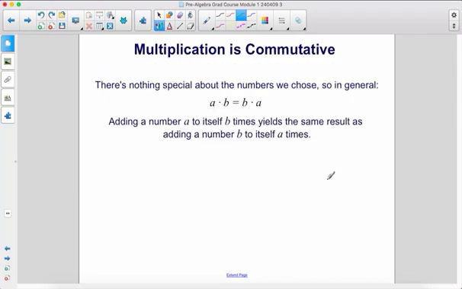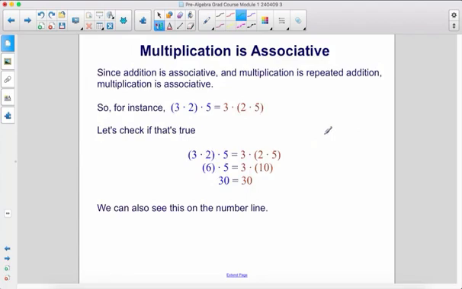There's nothing special about the numbers we chose. So in general, a times b is equal to b times a. Adding a number a to itself b times yields the same result as adding a number b to itself a times. Since addition is associative and multiplication is repeated addition, multiplication is associative.